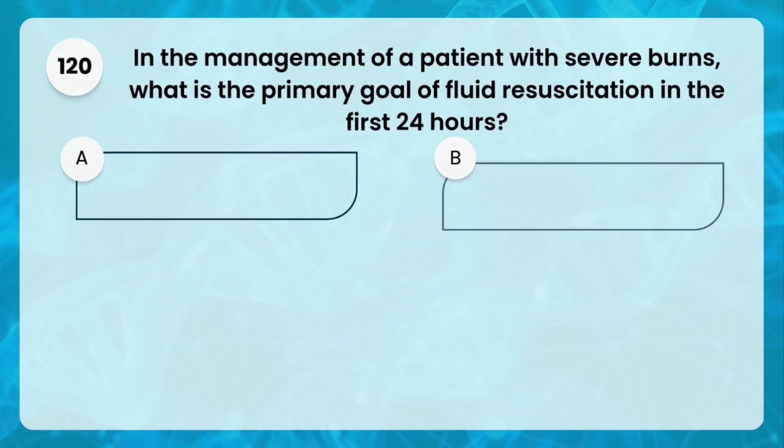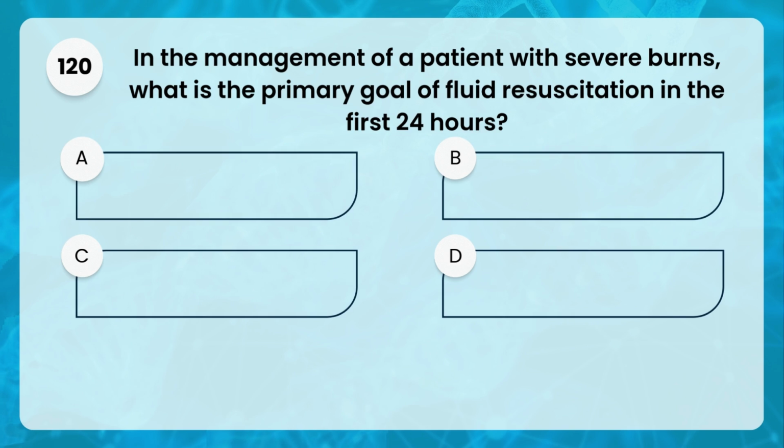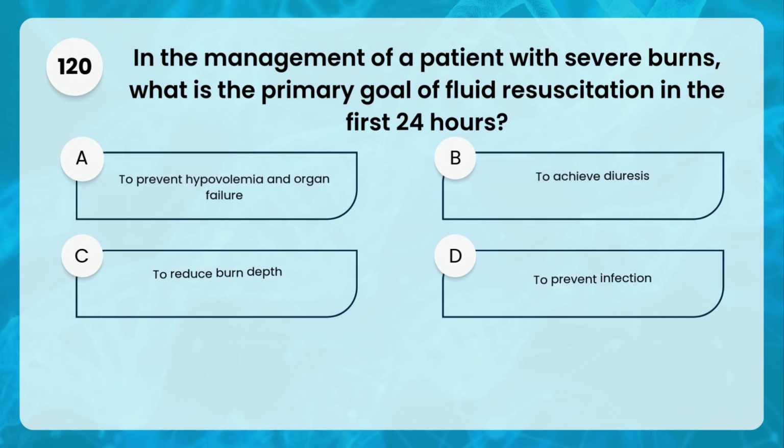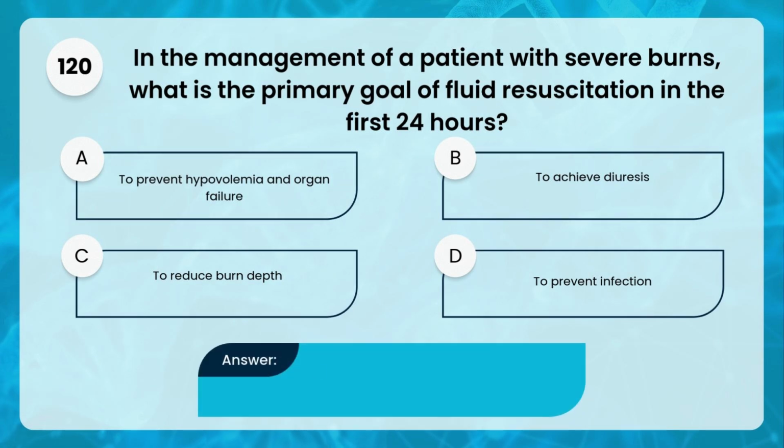120. In the management of a patient with severe burns, what is the primary goal of fluid resuscitation in the first 24 hours? A. To prevent hypovolemia and organ failure. B. To achieve diuresis. C. To reduce burn depth. D. To prevent infection. The answer is A. To prevent hypovolemia and organ failure.